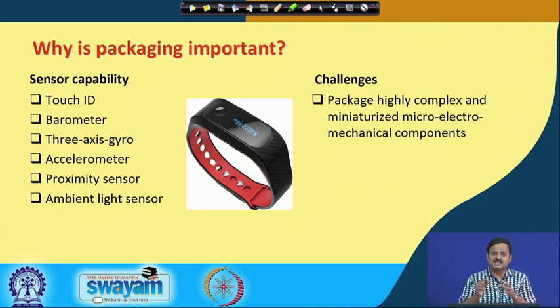To put all these sensors in this tiny wristband, as you can see, and make them work and give you the right information by processing.